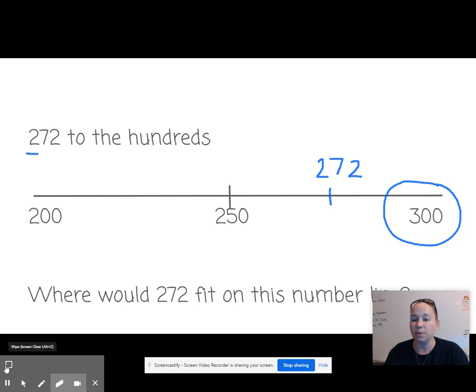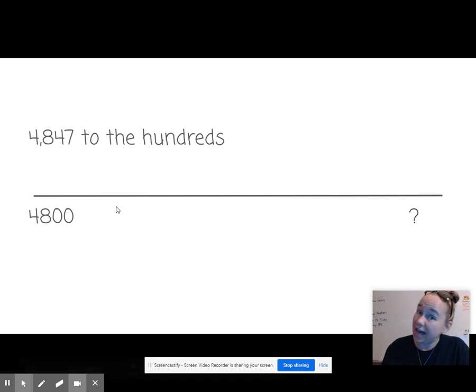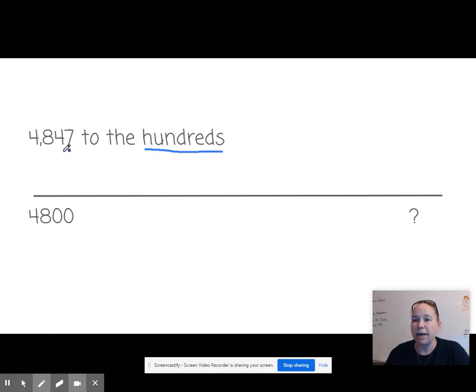All right, let's try another one. How about 4,847 to the nearest hundreds? Okay, I'm looking at hundreds. My hundreds place is ones, tens, hundreds. Here's my hundreds. Okay, so that means I'm looking at 4,800, which is the number I put here.